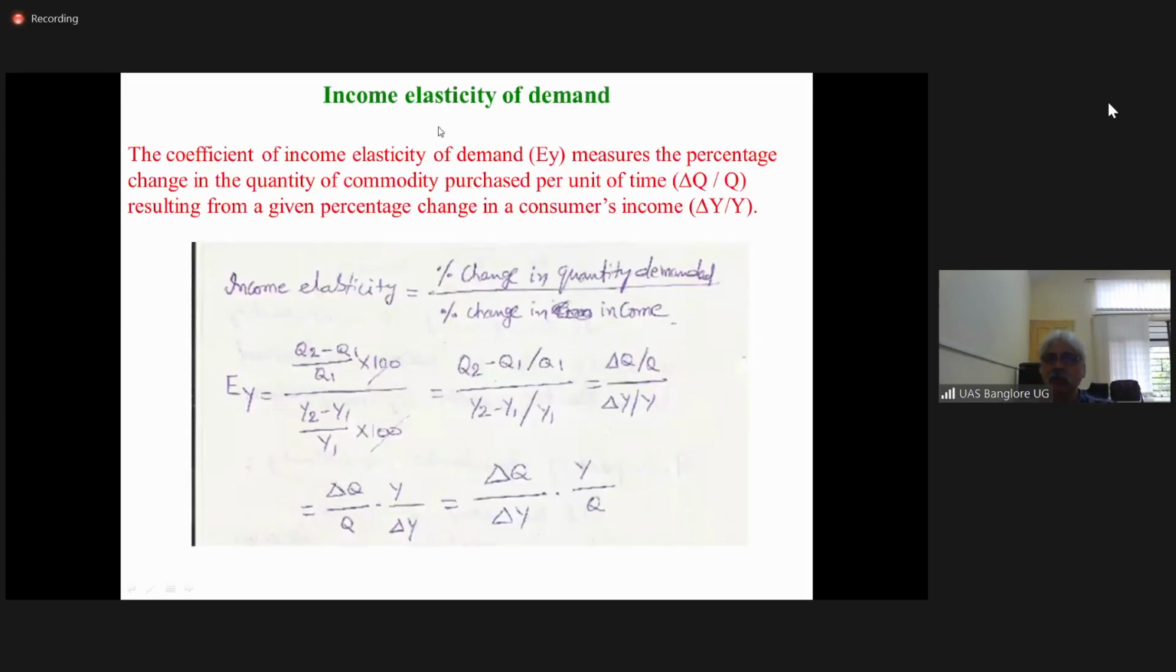Now, coming to income elasticity of demand. Up to this point, we were discussing the price elasticity of demand. Now we'll take up income elasticity of demand.